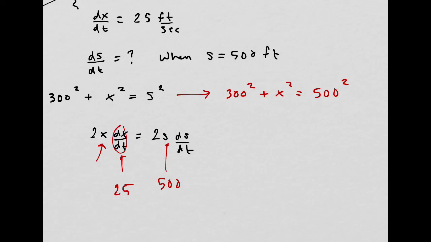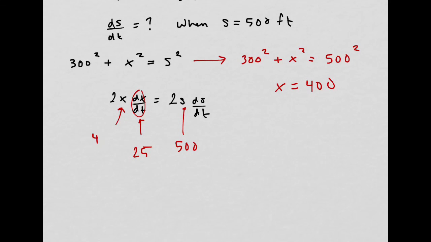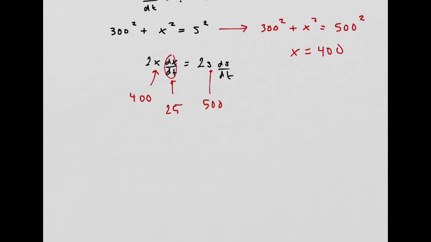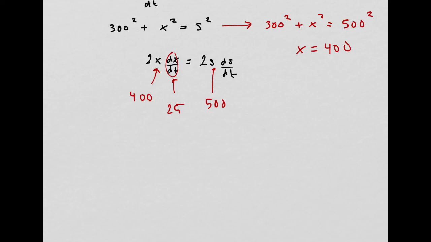So I'm going to solve. And of course, this is like a 3, 4, 5 triangle, except it's a 300, 400, 500 triangle. That means x is going to be 400, or you could just solve. But there we go. Then I have that, 400. Then I'll plug everything in. I could divide by 2 and get rid of the 2's. So I guess I'll do that. And then I'll solve for ds/dt. So plug everything in. Sweet.